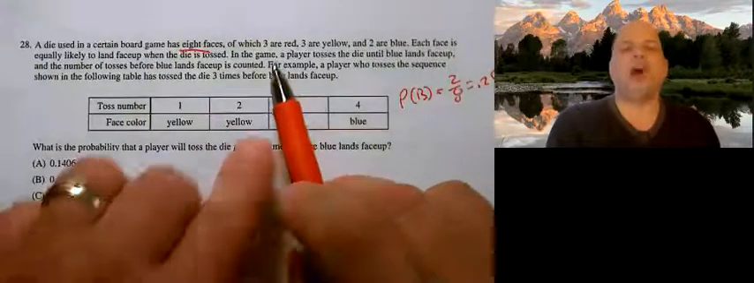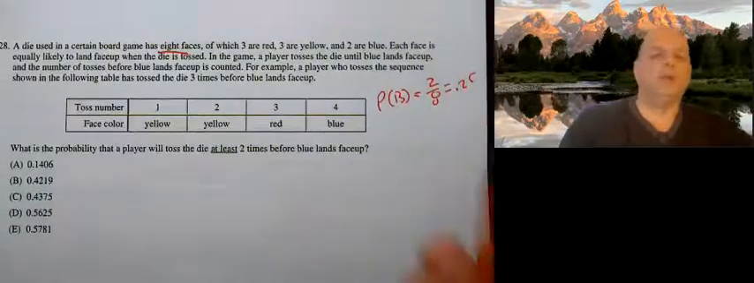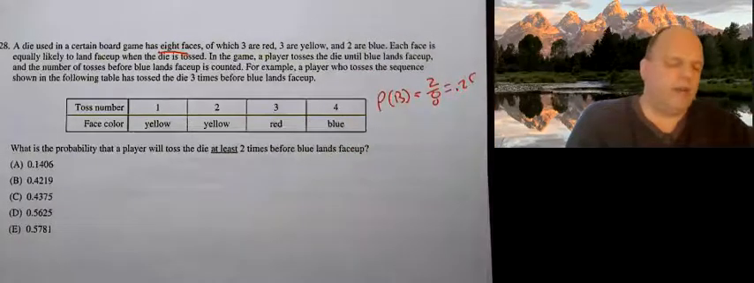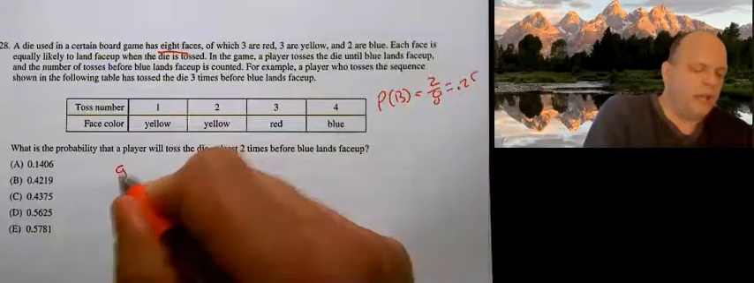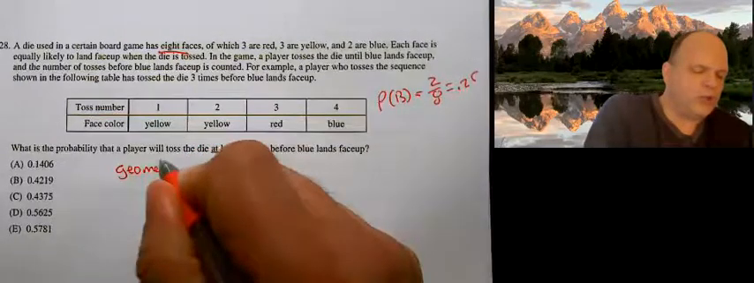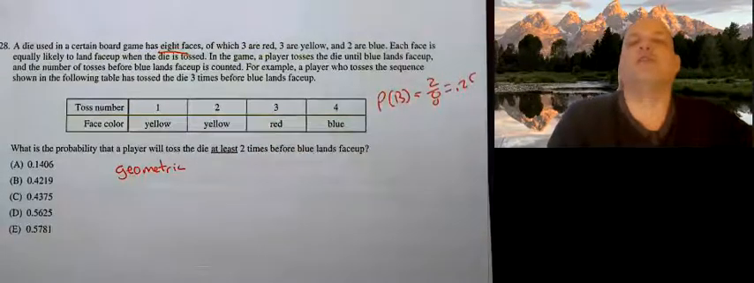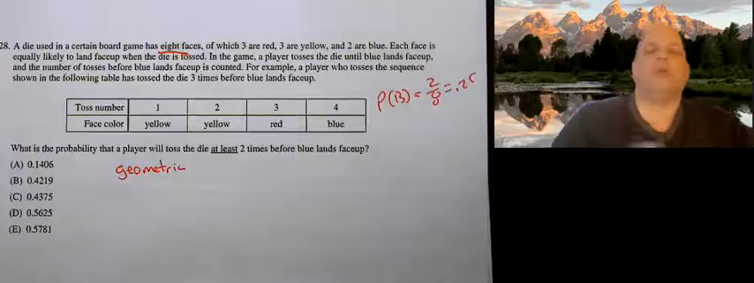And then we're going to keep tossing until a blue lands face up. So it's possible that this could never happen, but this type of distribution happens to be a geometric. And it's a geometric because you're continuing until the first success. Remember, geometric's the first success, so this is what we're going to do. We're going to keep tossing until the blue shows up.